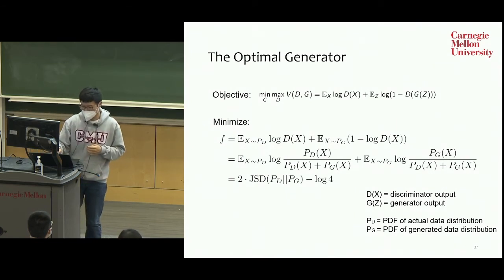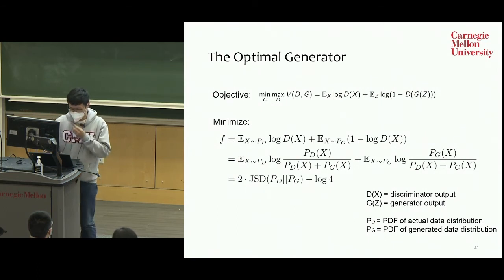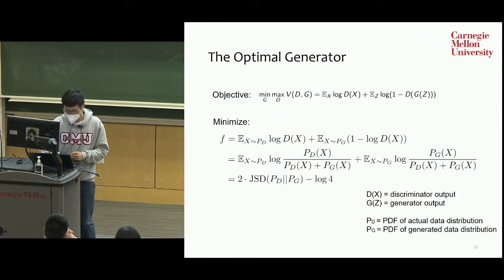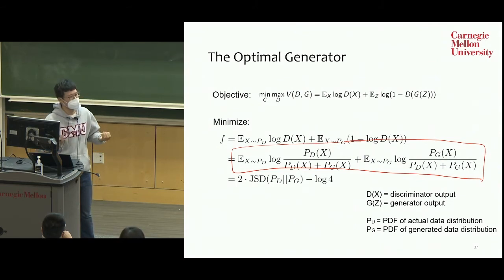So recall we still have the original minimax objective, and let's try to minimize the formula here. We can simply rewrite D(x) using the previous formula, substituting that into both D(x) terms. After simplification, we get this formula. And this formula turns out to be two times the Jensen-Shannon divergence minus log 4.